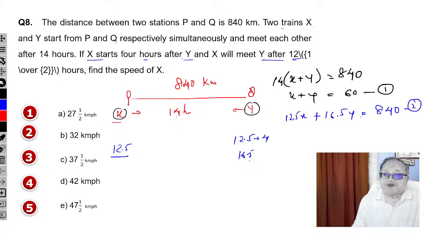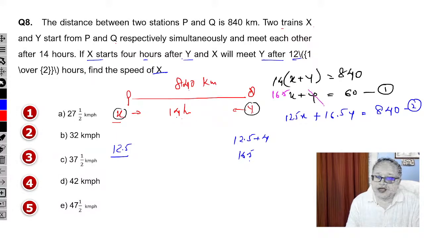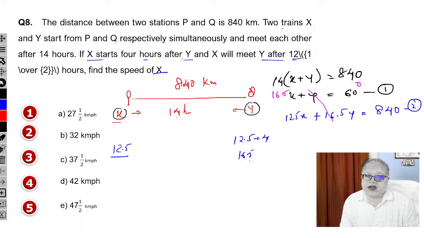This is equation 2. What is my requirement? Find the speed of X. So I need x, so eliminate y. In order to eliminate y, what am I going to do? Multiply the first equation by 16.5, so this will get eliminated. When you multiply this by 16.5, you will get 5 6s are 30, carry 3, and 16 6s are 96 plus 3 is 99. Now take the difference from here to here, you will get 4x.